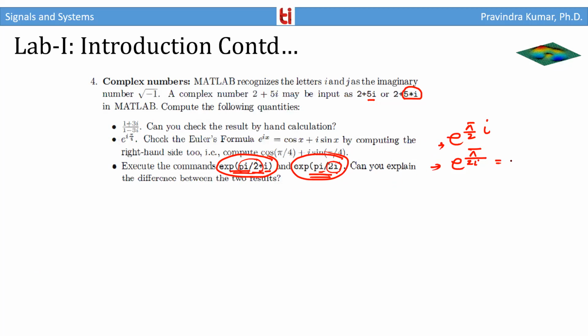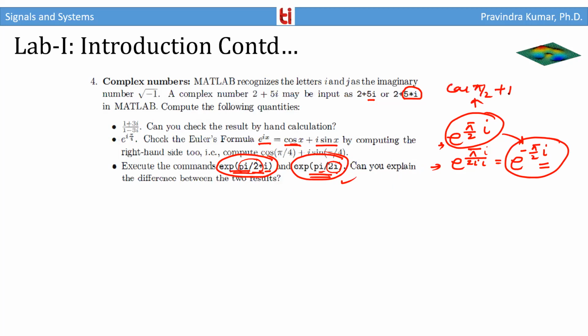Here you can also write this as a power. If I multiply and divide, it will be minus pi by 2i. This means whatever the value of this is, it will give you the value of e to the power minus. So this is the difference. And you know, e to the power ix is cos x plus i sin x. And for this case, it will be cos x minus i sin x. So for this case, it will be cos pi by 2 plus i sin pi by 2.